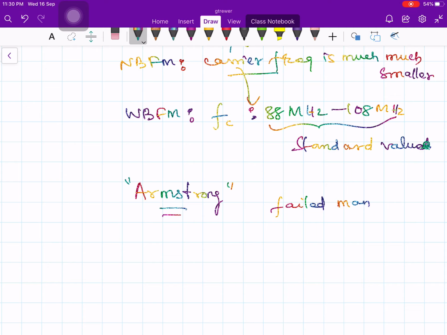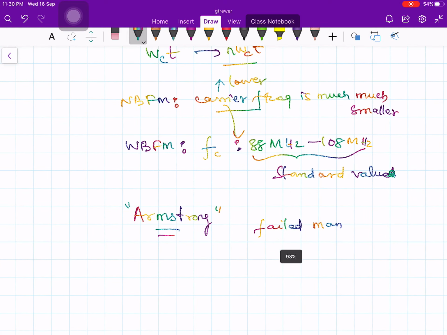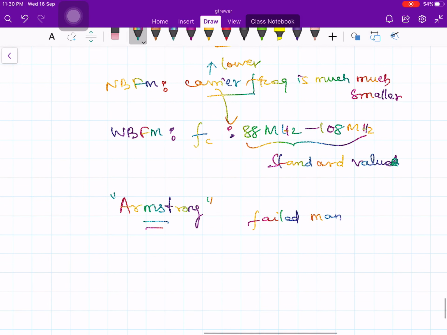So let me stop at this point about the indirect method of generating FM signal. In the next lecture, we will discuss the Armstrong method, that is, commercial FM transmission using the Armstrong method. How this narrowband FM signal is generated, and from that how we do the multiplication, so that finally we'll get the commercial FM transmitter or commercial FM transmission.